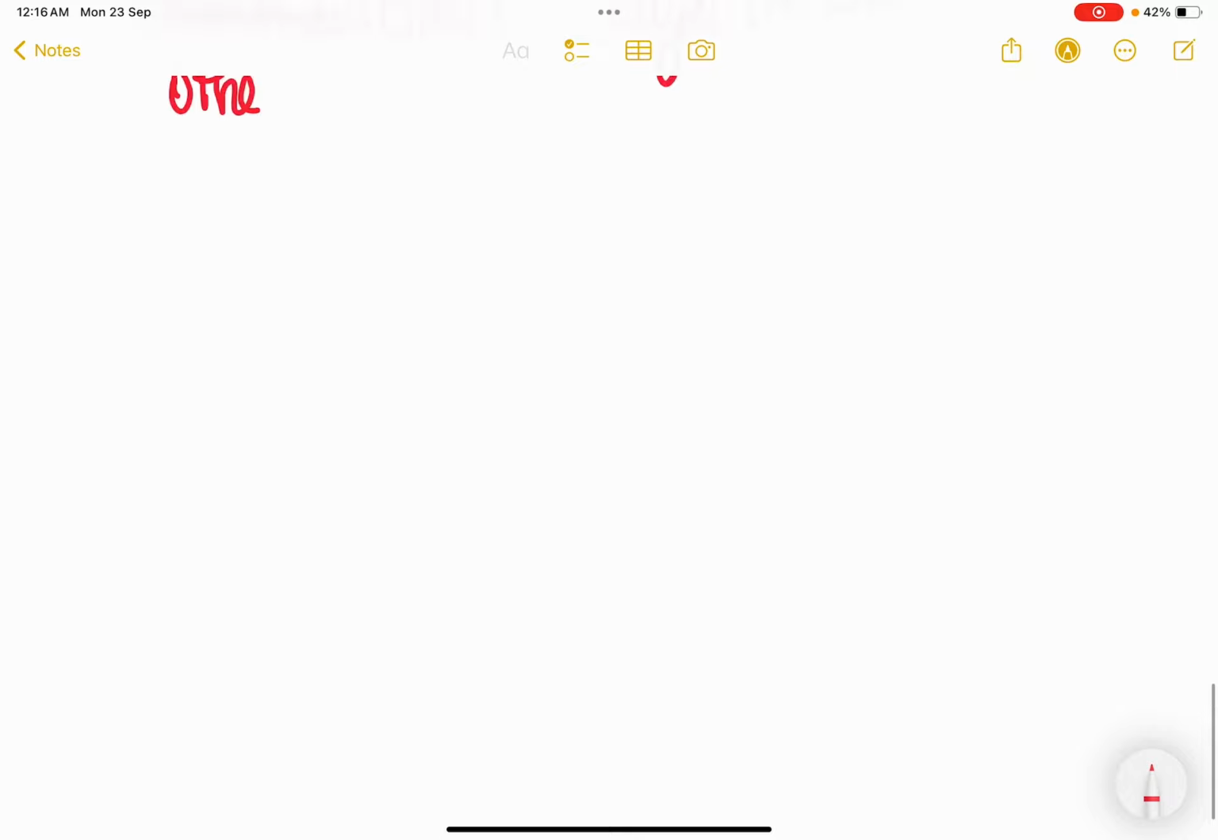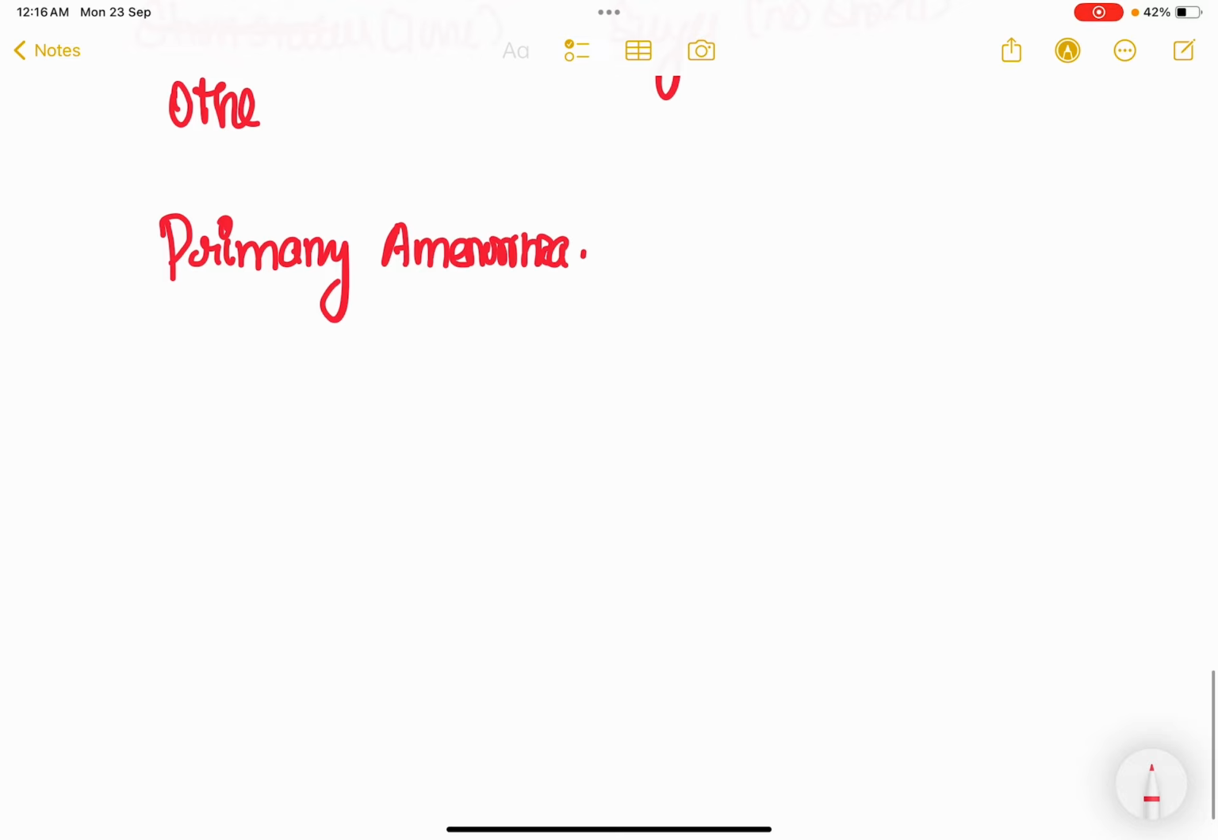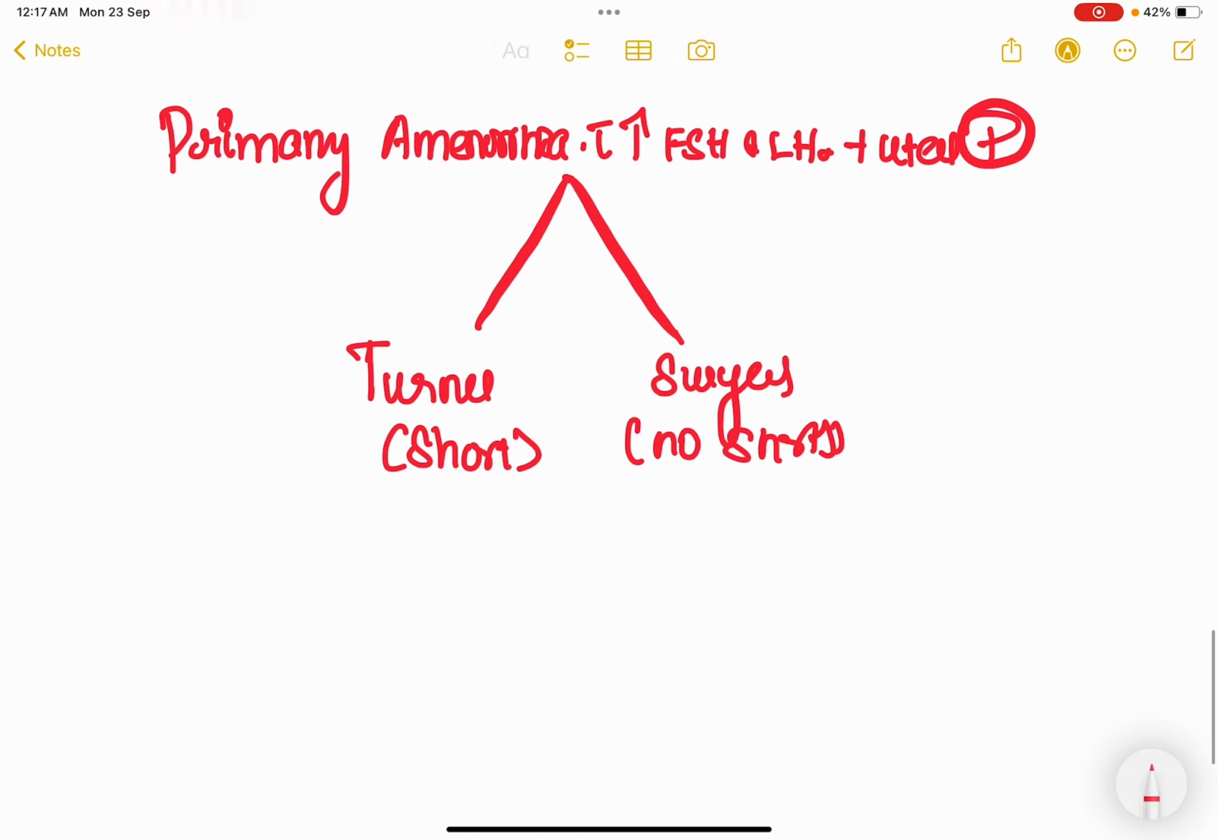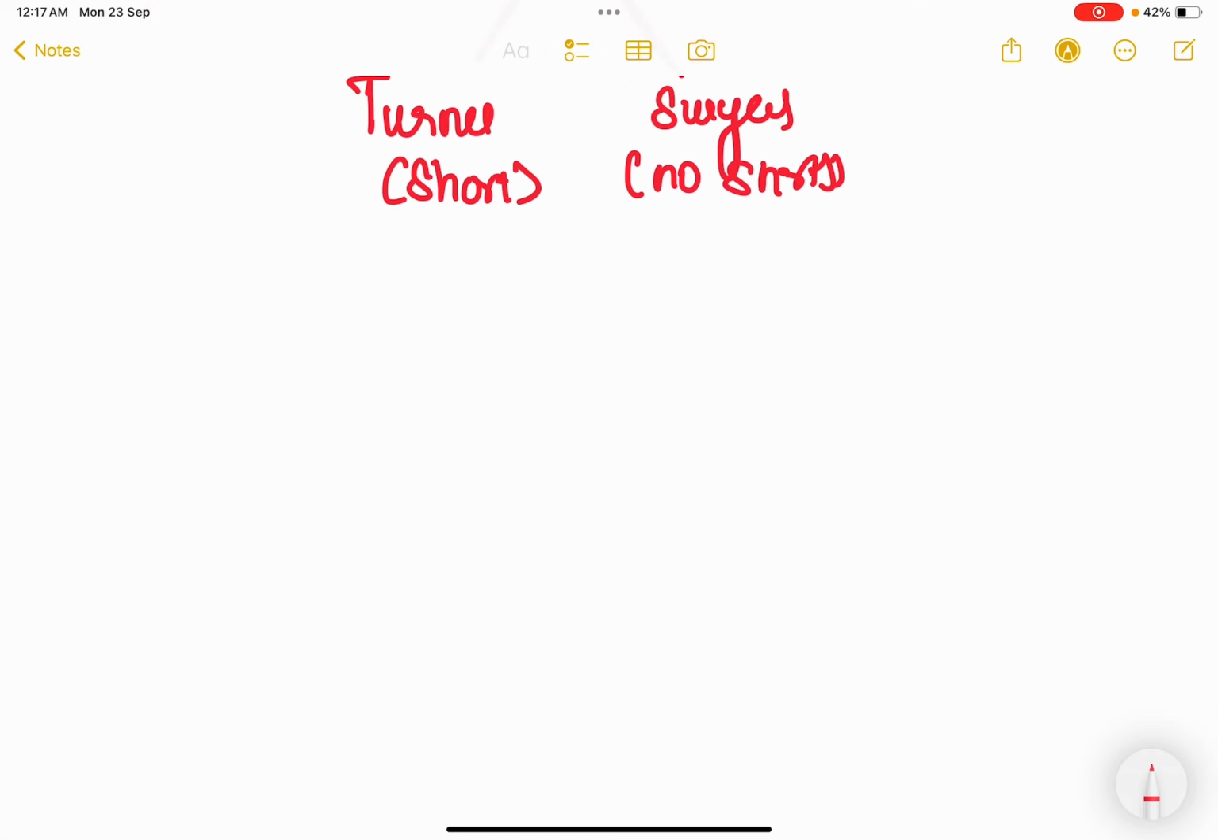Okay. Therefore, any patient with primary amenorrhea with increased FSH and LH with uterus being present, the differential can be two things. Primary amenorrhea, increased FSH and LH, uterus is present. One is Turner's, other is Swyers. In Turner's, short stature will be present. In Swyers, no short stature. Is that clear? Okay.